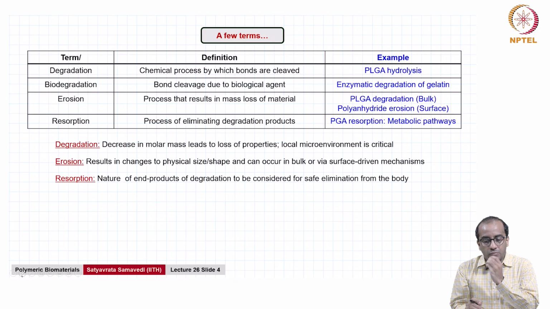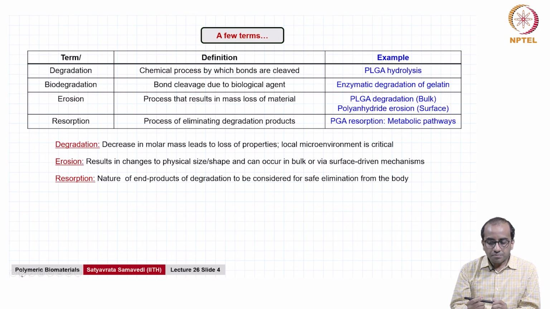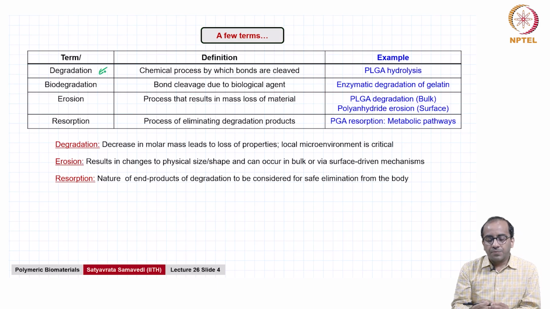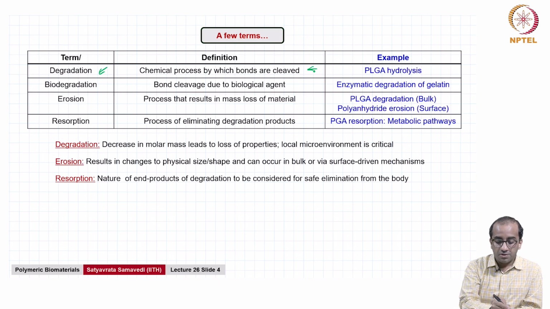So, before we proceed to look at degradation mechanisms and what the effects of polymer properties are, we will pause for a bit and look at a few terms that are commonly used in the context of degradation. This could be a point of confusion for many, so it is good to clarify some of these things. First is the word degradation itself, and essentially it refers to a chemical process by which bonds are cleaved. So, when we talk about degradation here, we are referring to two things. One is decrease in the molar mass and a loss of properties, most notably mechanical properties.